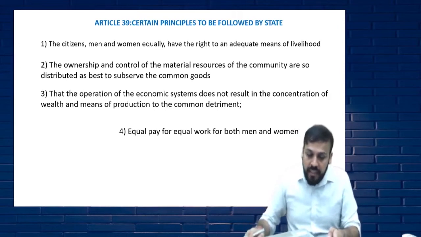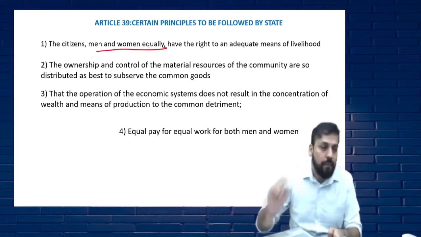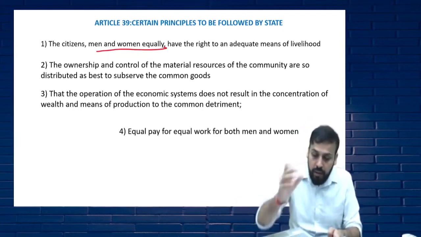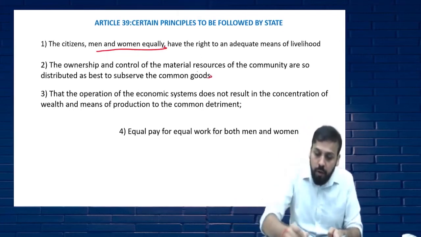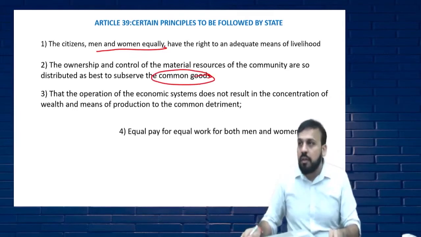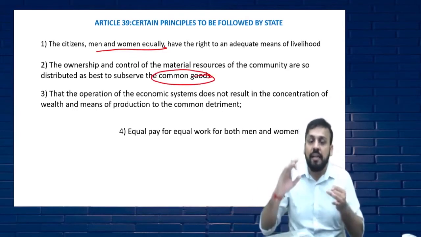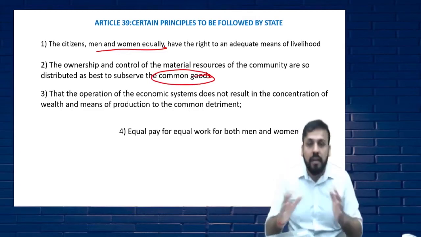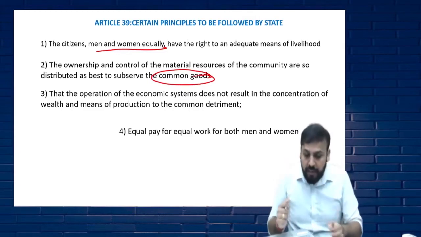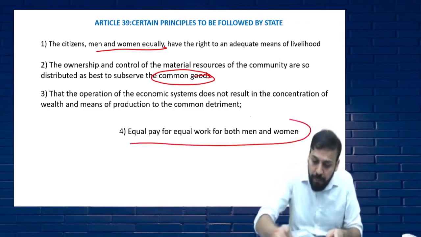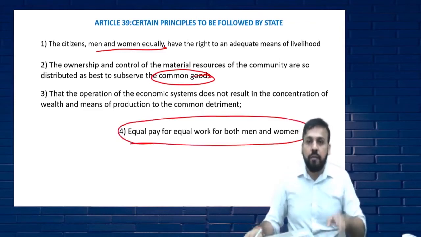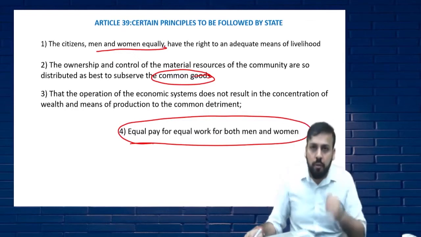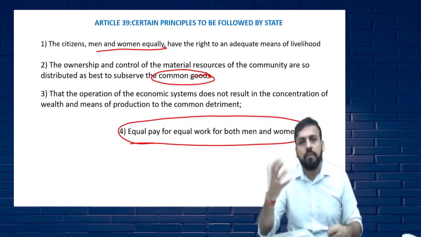Article 39 tells us to treat men and women equally and see that the resources of the country are used for common good, not for personal good. Resources should be used for electricity and food for everyone, for a common purpose. Very clear. There should be equal pay between men and women. If a man works 10 hours and a woman works 10 hours, you cannot give 15,000 to the man and 12,000 to the woman. Not allowed.